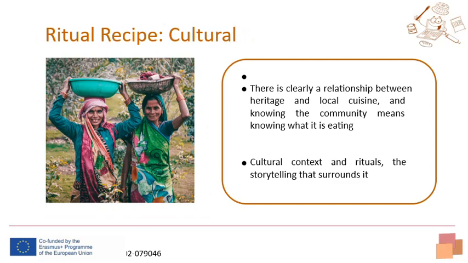There is clearly a relationship between heritage and local cuisine, and knowing the community means knowing what it is eating. The ingredients used, the way they are prepared, and the way they are consumed can reflect part of the identity of a particular region and its cultural characteristics. All issues such as knowing how food is prepared, processed, who cooks it, what tools and instruments are used when it is prepared, show cultural differences and particularities. This also includes rituals and stories associated with it.